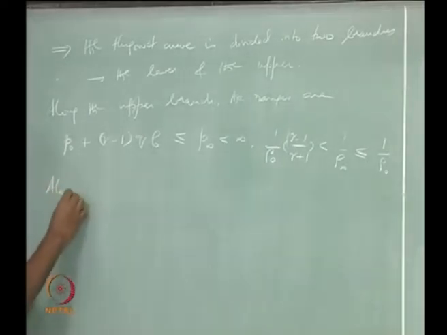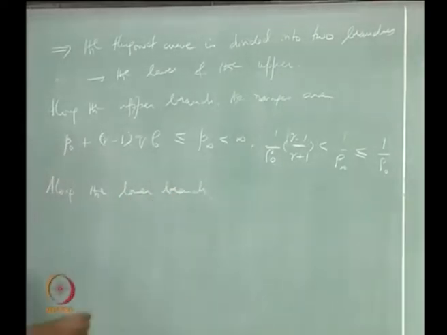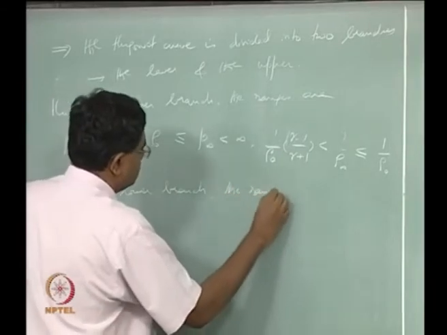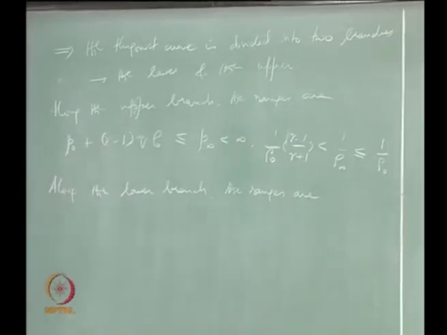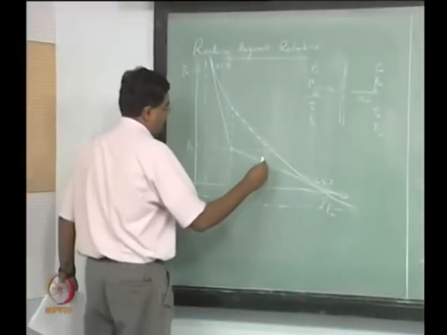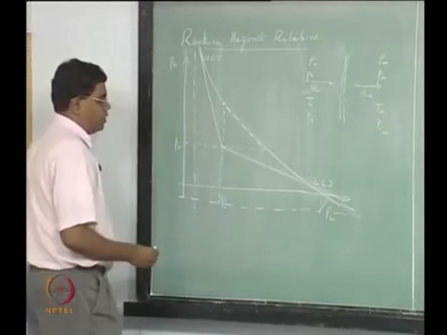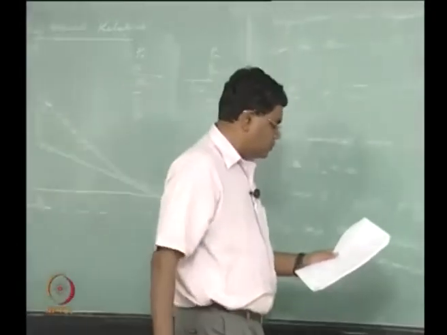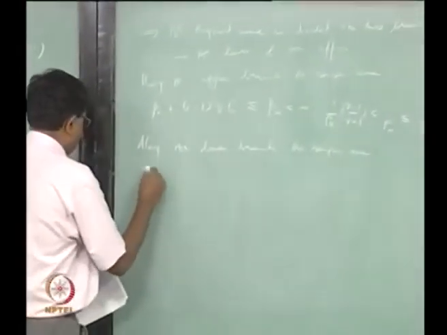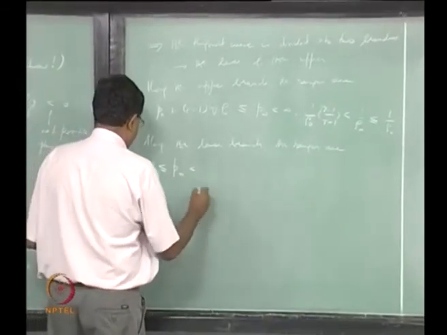Along the lower branch, the ranges are, again, if you are now looking at P infinity, it's going to go from here. The highest value is P naught, and the lowest value is this, which is 0. Therefore it's going to go from 0 less than or equal to P infinity less than or equal to P naught.